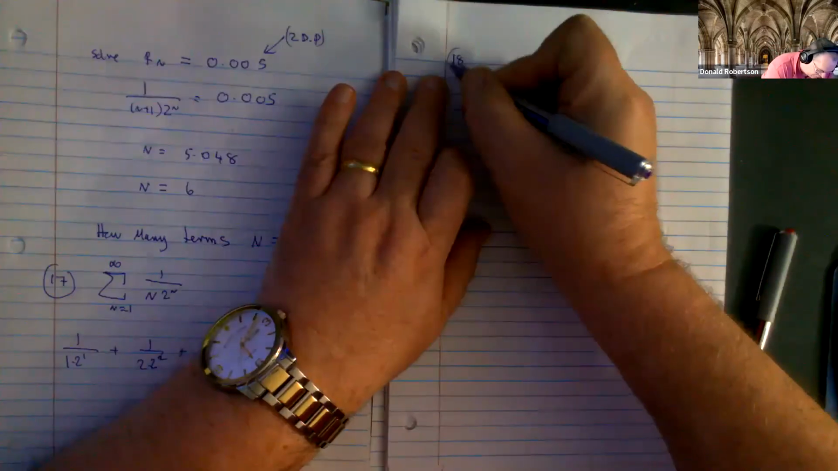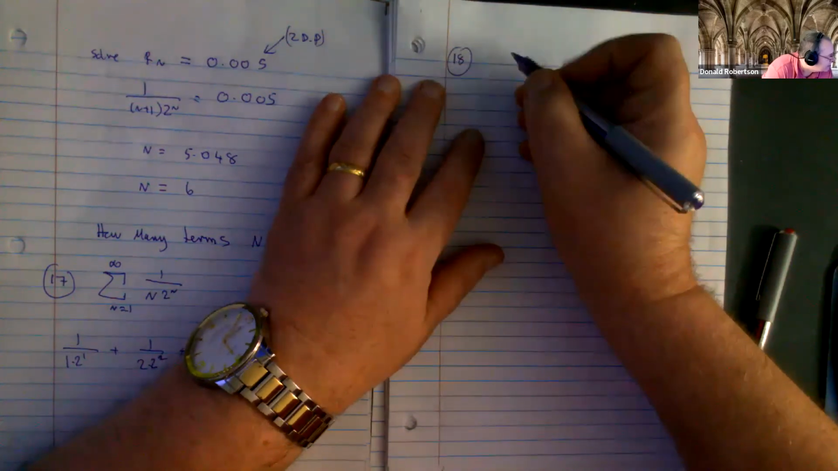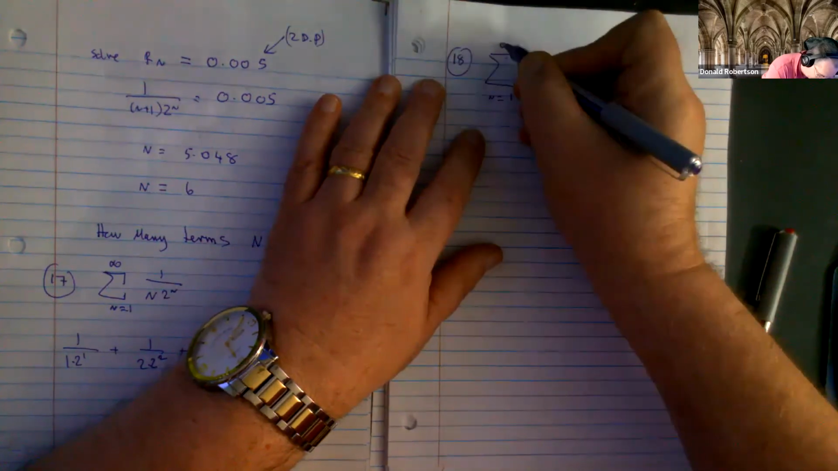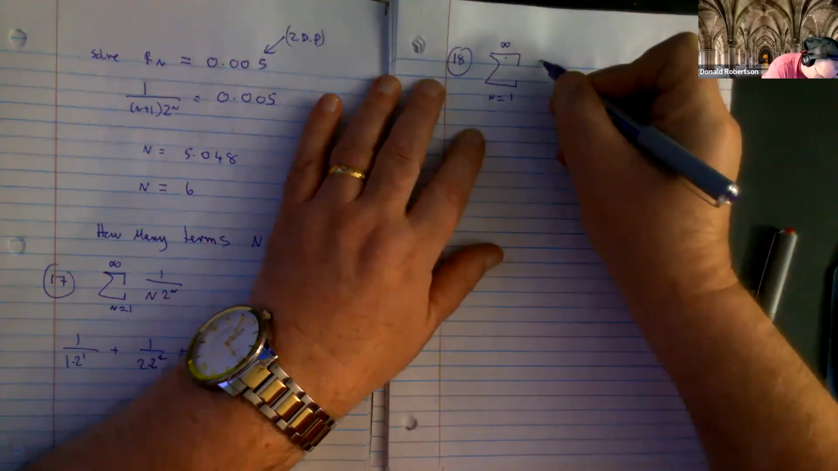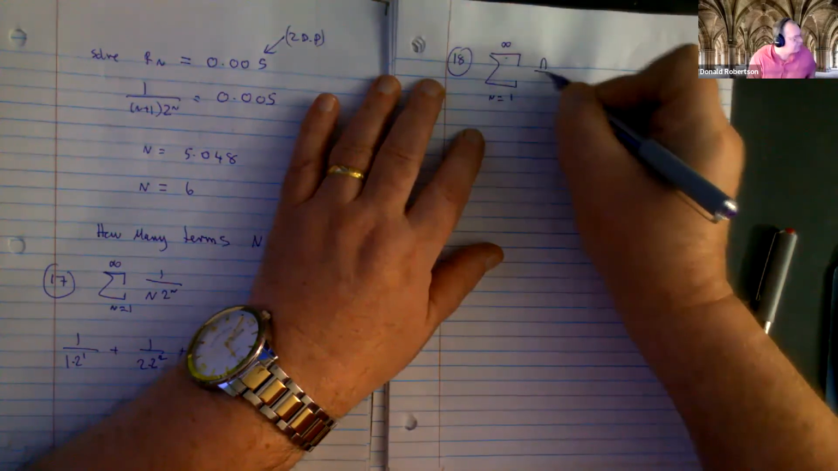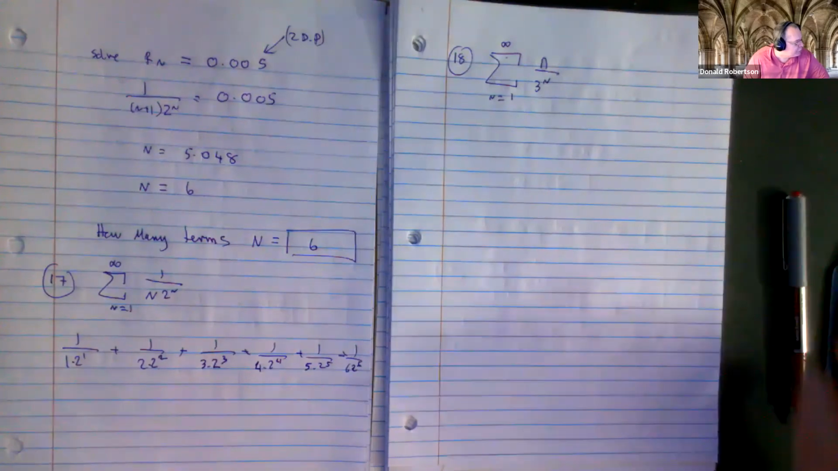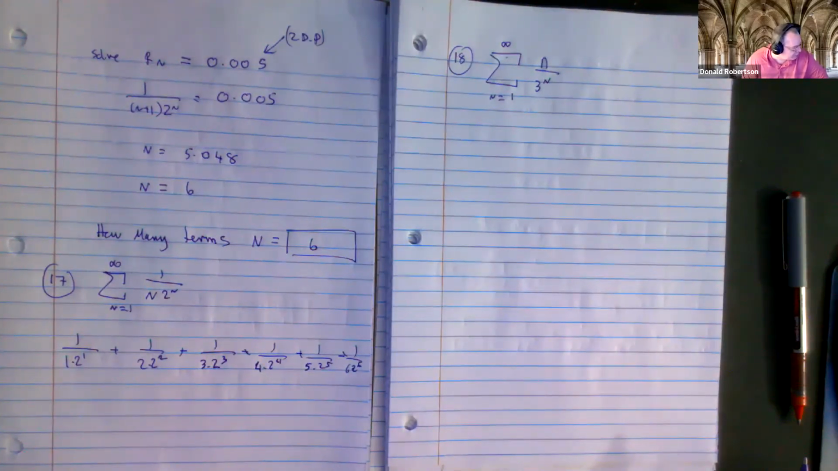Let's do one more. So this is a version of question 18. And we're doing the sum from n equals 1 to infinity of n over 3 to the n. Okay, I can handle that. We are going to use the sum to find 7 terms. And then we're also going to find out what error you would get if you did use 7 terms.